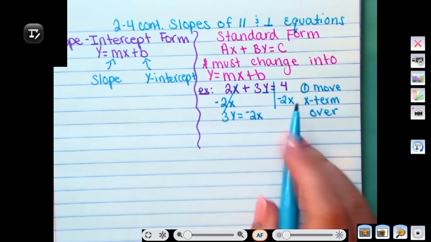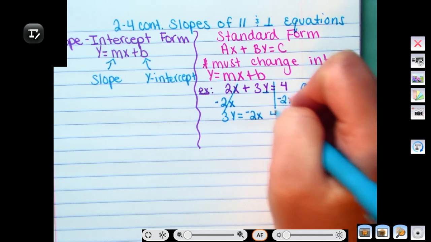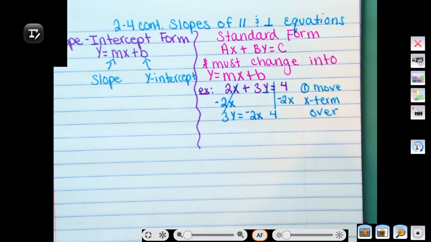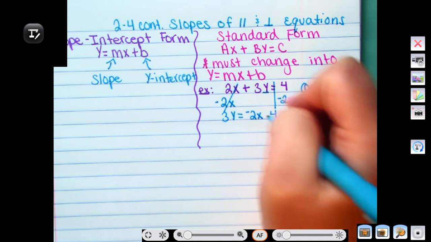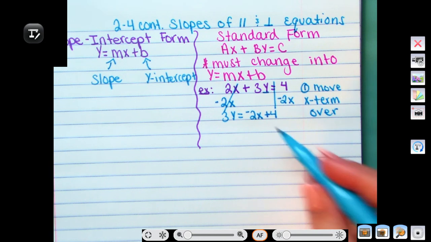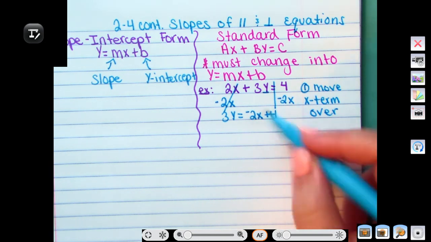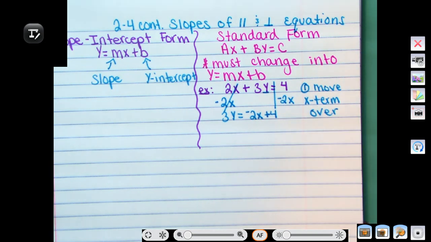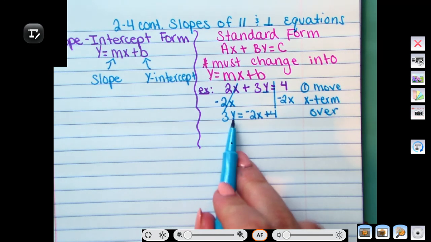And then we get confused. Do I have this 4? Do I just write a 4? What should be in between that negative 2x and the 4? Since it's a positive 4, we write plus 4. And that is now my right side of the equation. Okay, but I'm not done. I have one more step. Is y by itself? No.